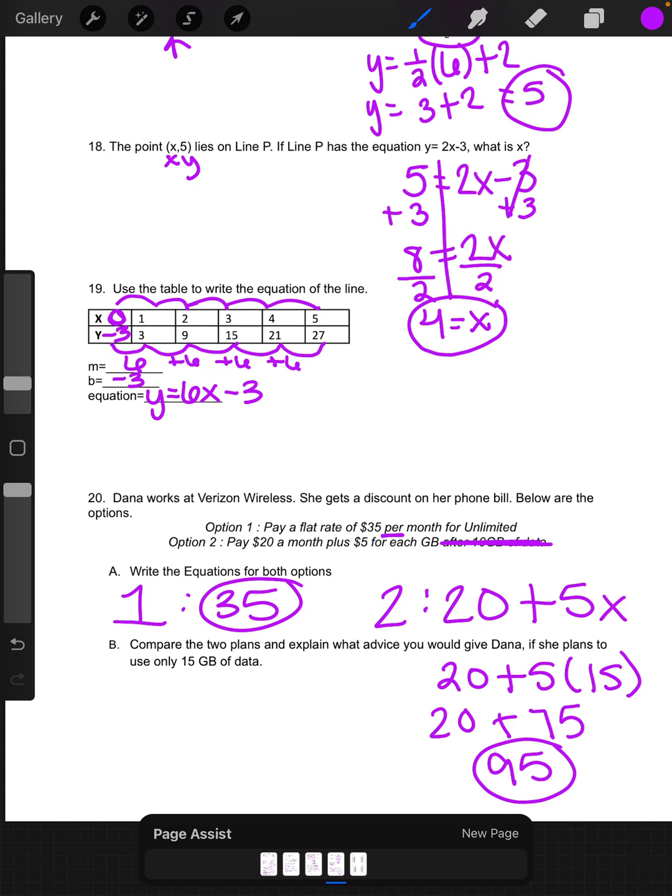So if she was only going to use a few gigabytes, it'd be different. But she's using 15 gigabytes of data, so we're going to say option 1 is the better plan.